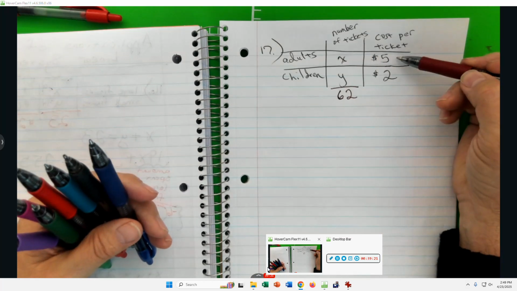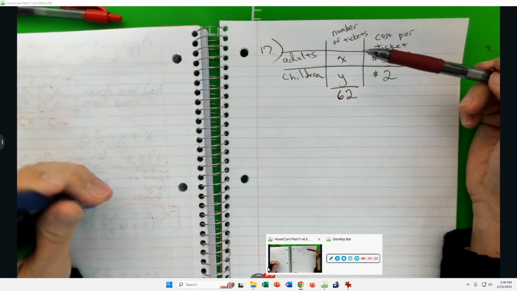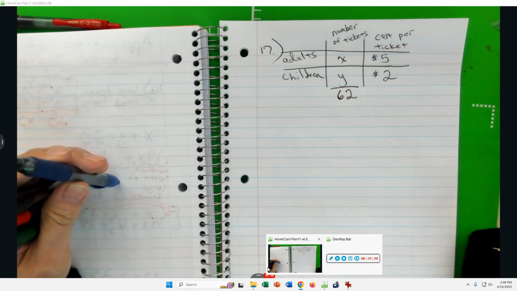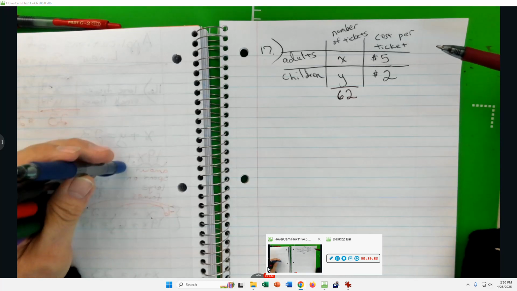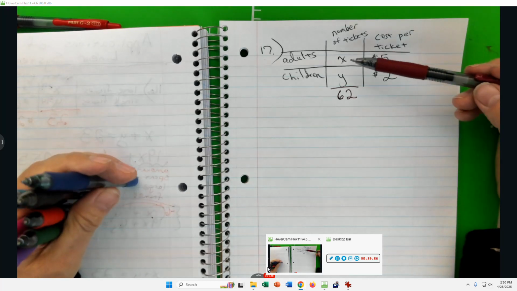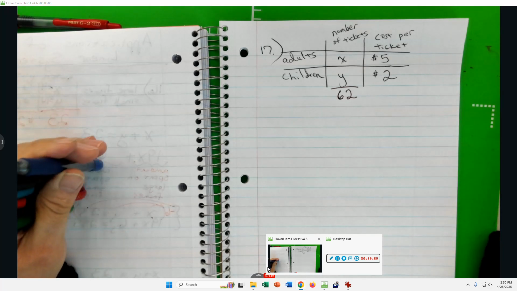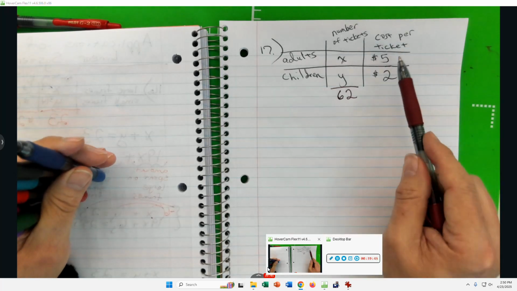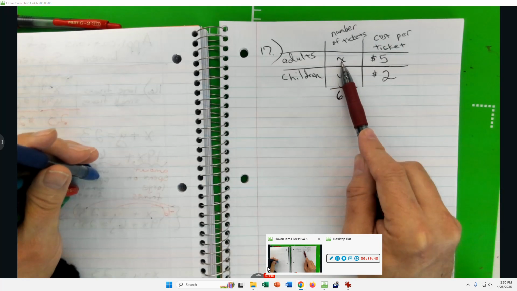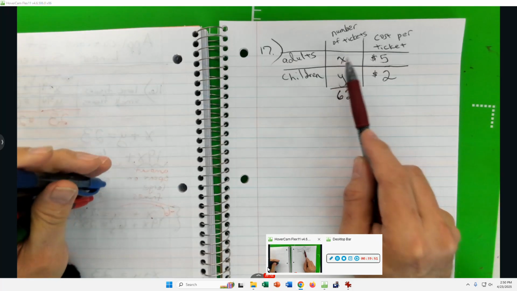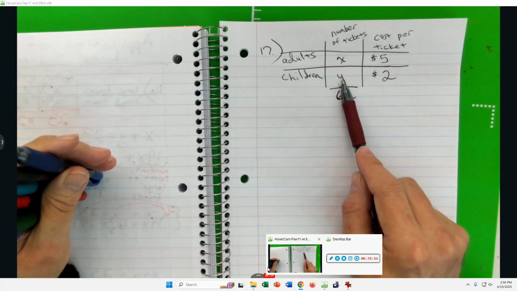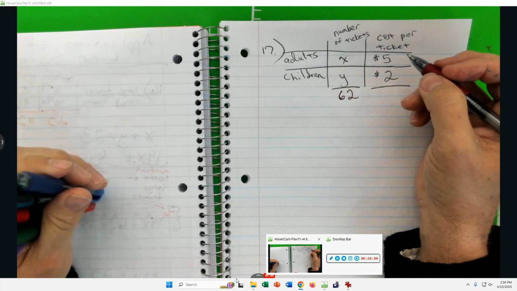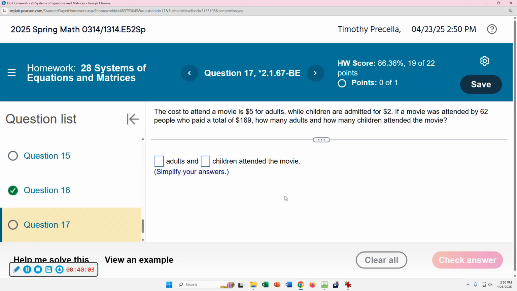We know the price per ticket, so let's go through that logic. Suppose 10 adults attended that movie. How much money did the theater get from those adult tickets? If X is 10, how much money did they get from those 10 adult tickets? $50. So once again, price times quantity will give us the amount of money spent on adult tickets. Price times quantity will give us the amount of money spent on the children tickets. And they spent a total of, what did it say? $169.